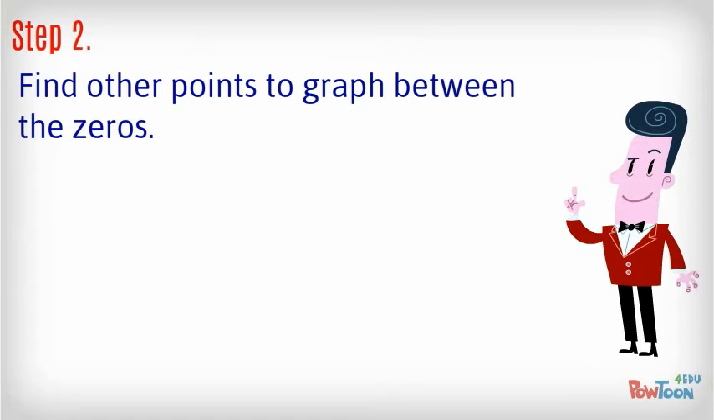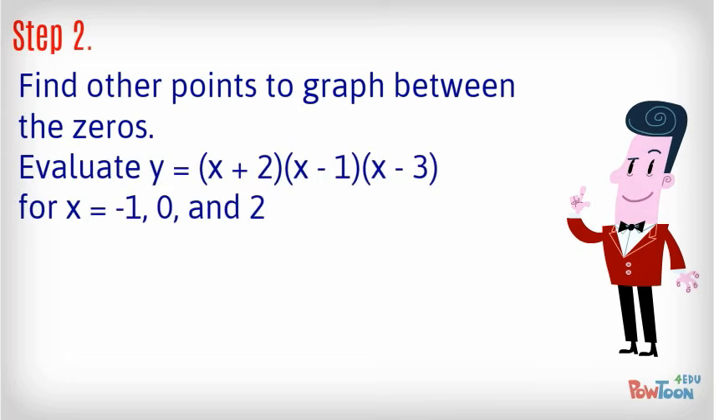Now, to graph it, find some other points besides the zeros. You know -2, 1, and 3 are zeros, so find some points in between those points, like when x is -1 or 0, or like when x is 2. How can you find those points? You just plug in the numbers that you pick. Now again, -1, 0, and 2 are not the zeros, they're numbers in between the zeros. So it's other points besides the zeros that we can graph.